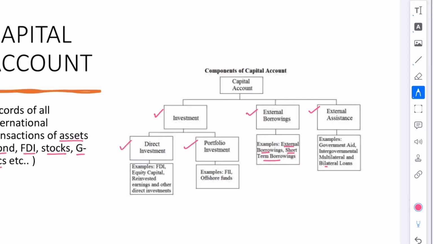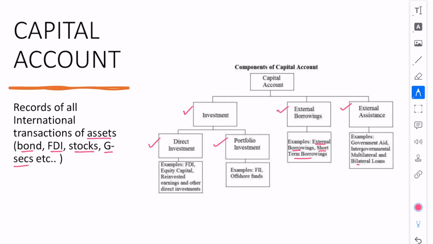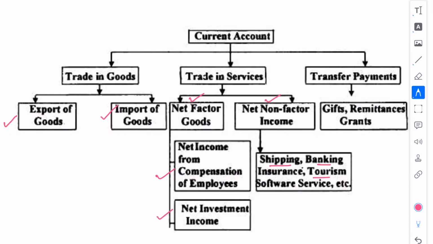I hope it is easy and clear. So it is a record of all international transaction of assets. Okay. While current account, what all will come under it?